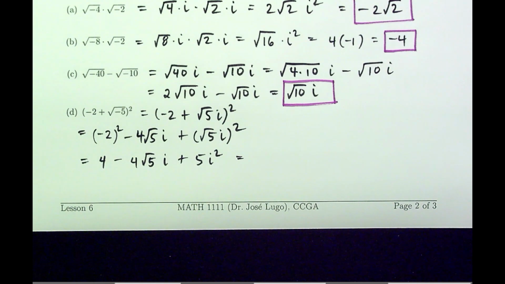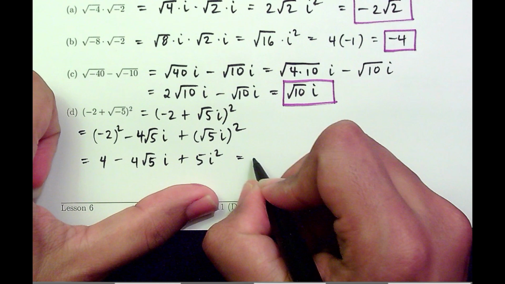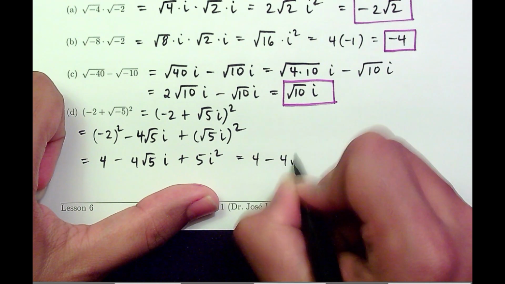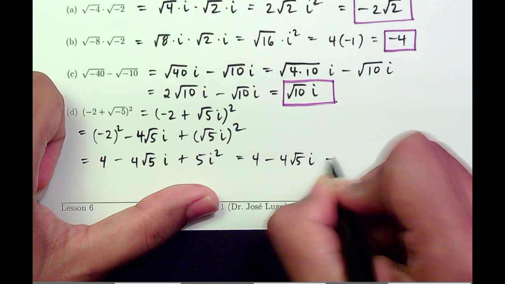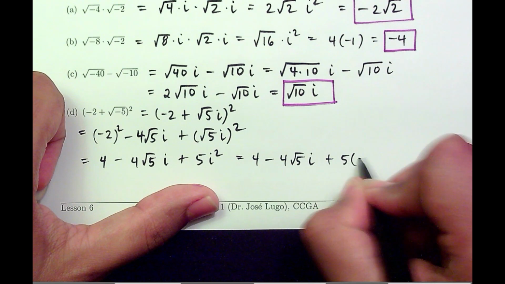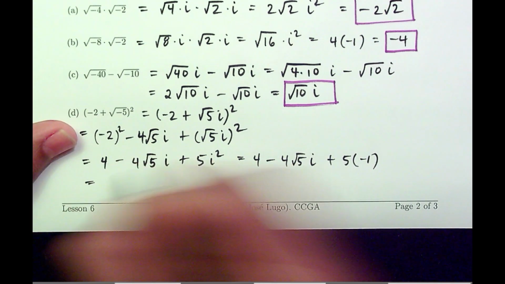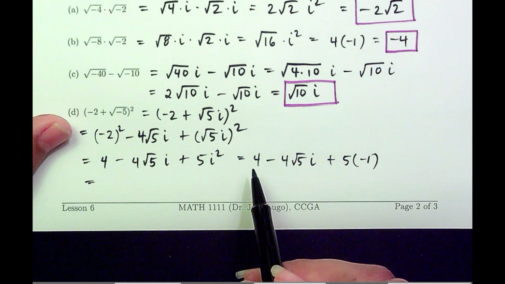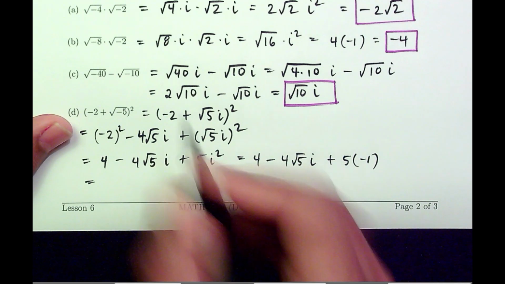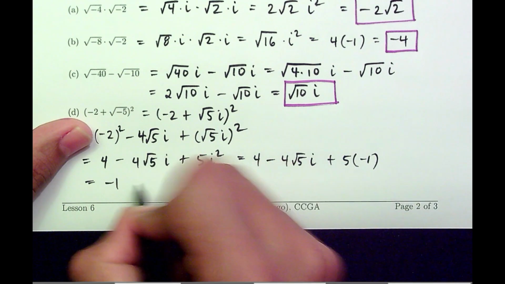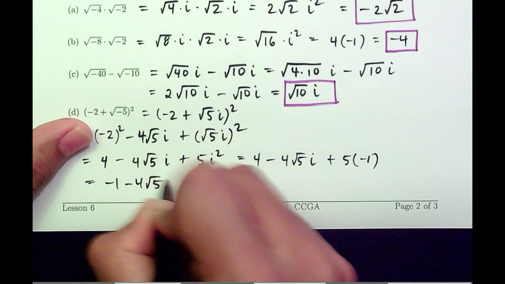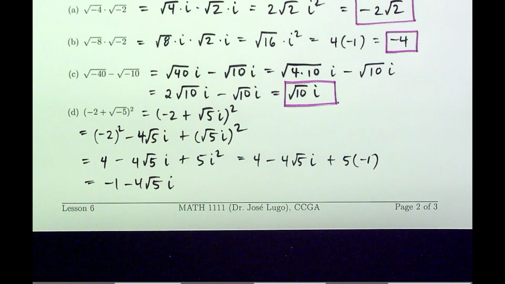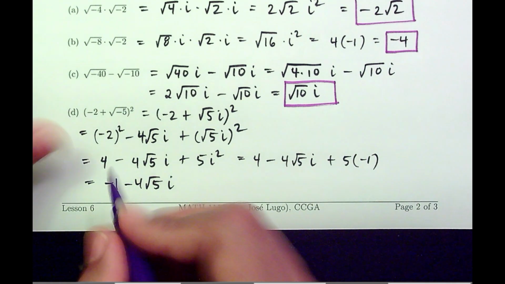And there's one more thing we can do. We can replace the i squared with negative 1. So this is going to be 4 minus 4 square root of 5i. And then the i squared gets replaced with negative 1. So this is going to become negative 5. And then you can combine the negative 5 with 4. 4 and negative 5 is negative 1. So this is negative 1 minus 4 square root of 5i. And that would be the final answer.